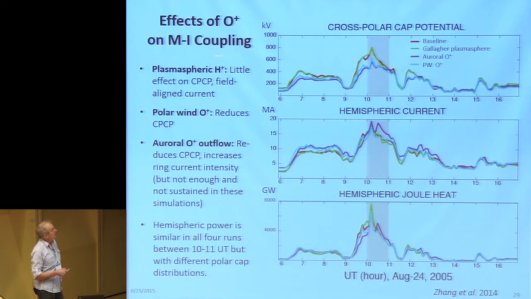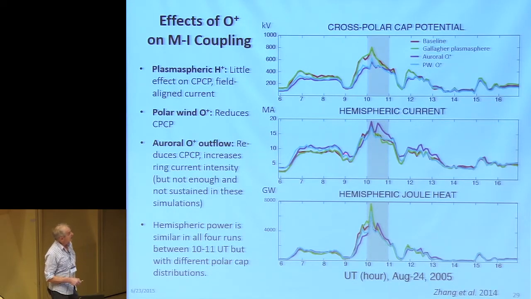First of all, the plasmaspheric H+ has little effect on the cross-polar cap potential and field line current, it turns out, at least in these simulations. And emphasize again, we're talking simulation world here. The polar wind outflow reduces the cross-polar cap potential, as does the auroral O+ outflow. So you can see here, compare baseline to auroral O+ and polar wind O+, and they're both lower. So they reduce the cross-polar cap potential, and it's known in these simulations that the cross-polar cap potential is typically too high. So it's taking things in the right direction.